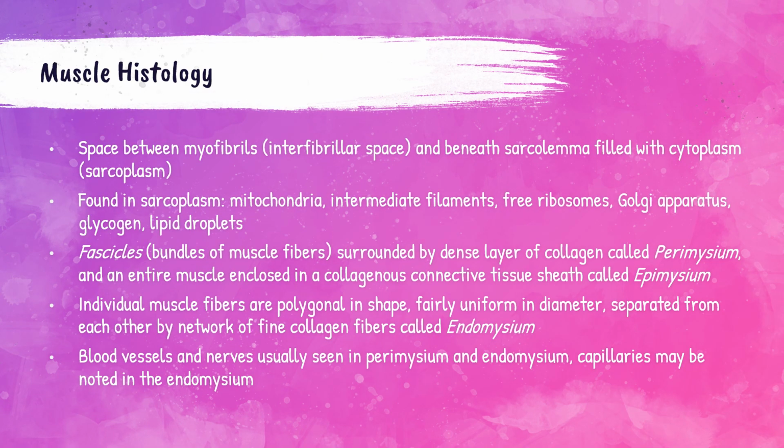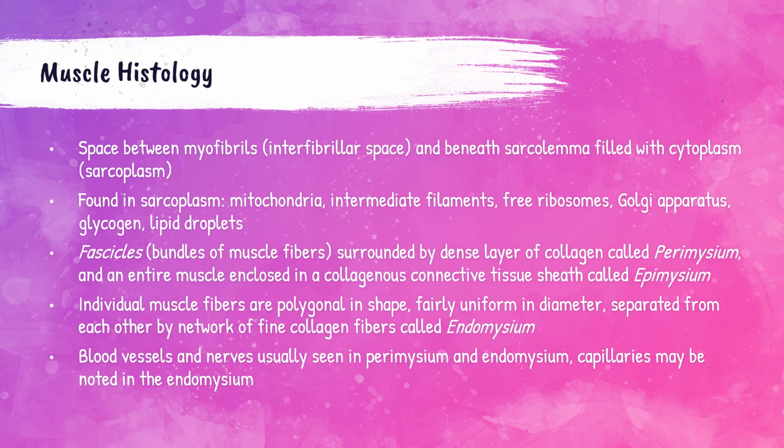The term intrafibrillar space refers to the space between the myofibrils. So the intrafibrillar space beneath the sarcolemma is filled with the cytoplasm called the sarcoplasm. The sarcolemma is the cell membrane that surrounds the skeletal muscle fiber, and the sarcoplasm is the cytoplasm of the muscle fiber. Inside the sarcoplasm are mitochondria, intermediate filaments, free ribosomes, the Golgi apparatus, glycogen, and lipid droplets.